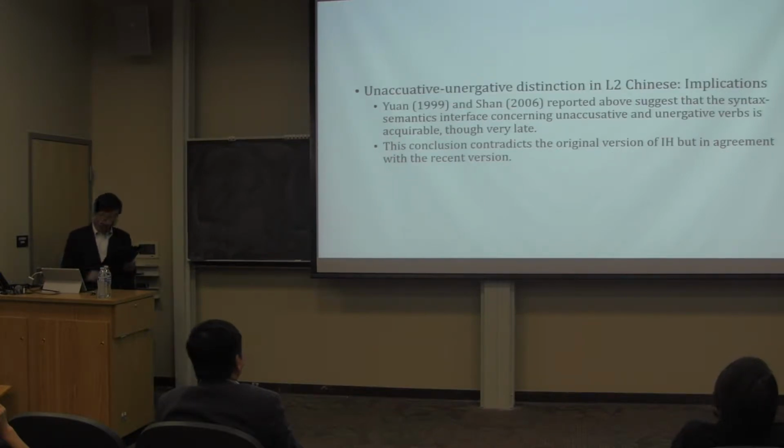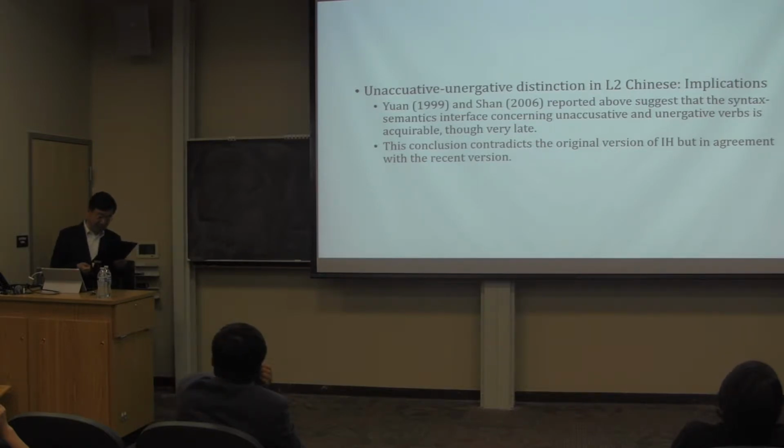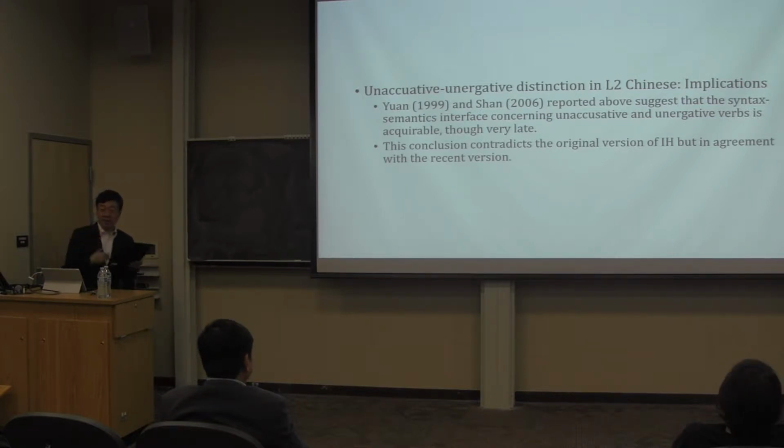So the two empirical studies reported above suggest that the syntax-semantics interface concerning unaccusative and unergative verbs is acquirable, though very late. The conclusion contradicts the original version of the interface hypothesis, but is in agreement with the recent version. And we know that in the original version, all the interfaces are unacquirable. And in the recent version, only external interfaces are unacquirable and the internal ones are okay.